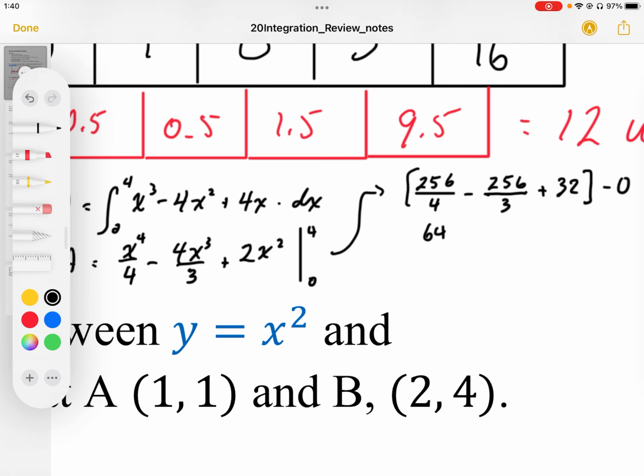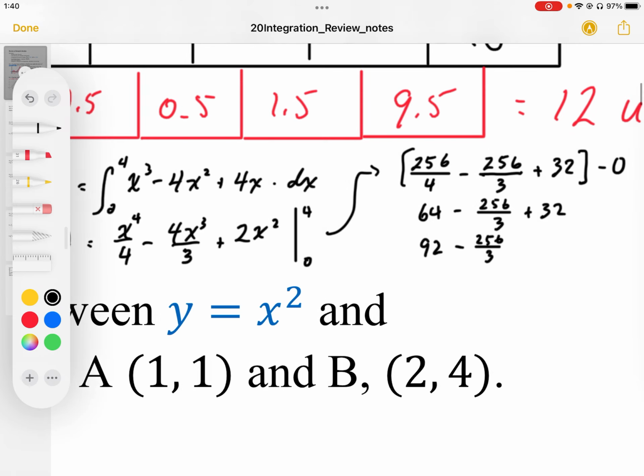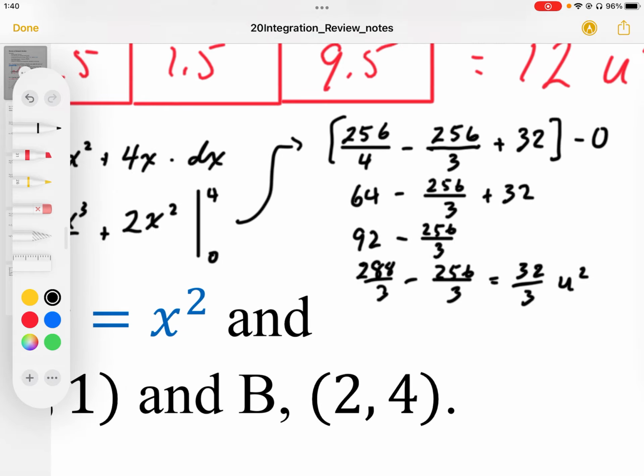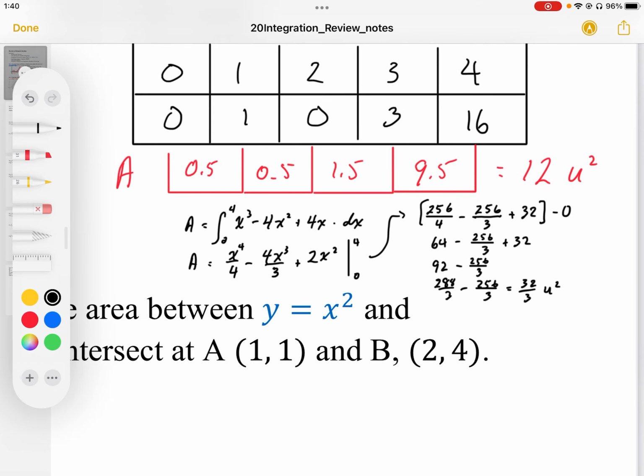So simplifying this becomes 64 minus 256 over 3 plus 32, so 96 minus 256 over 3, and 96 is the same as 288 over 3, minus 256 over 3. That's going to give me 32 over 3 units squared, or about 10.7. So the actual area is 10.7. From the trapezoids, that's going to be 12 units squared.